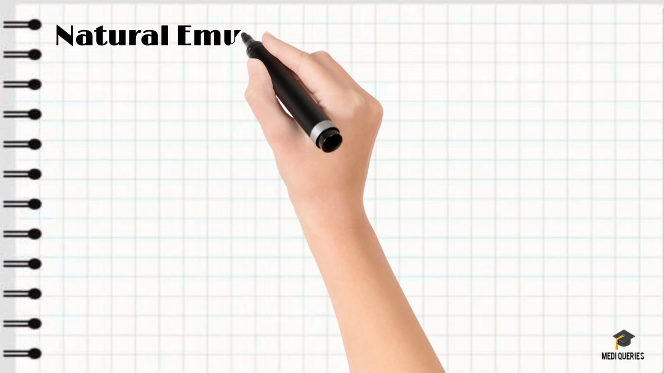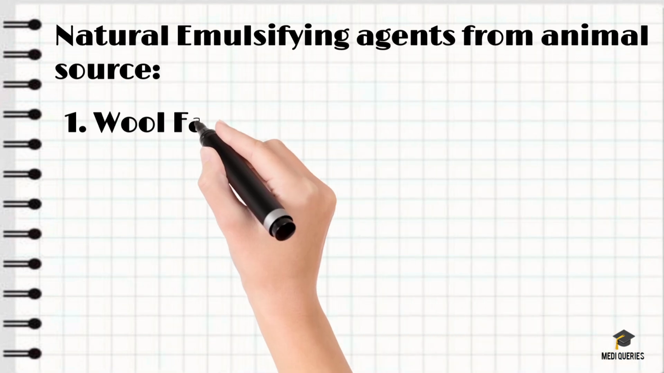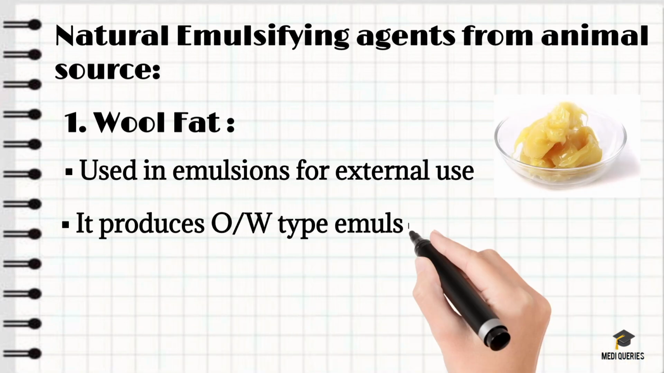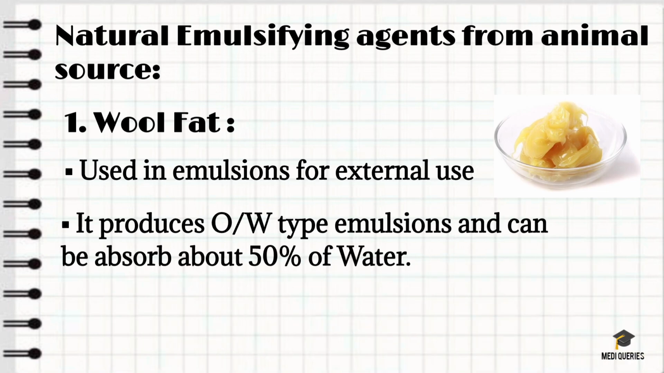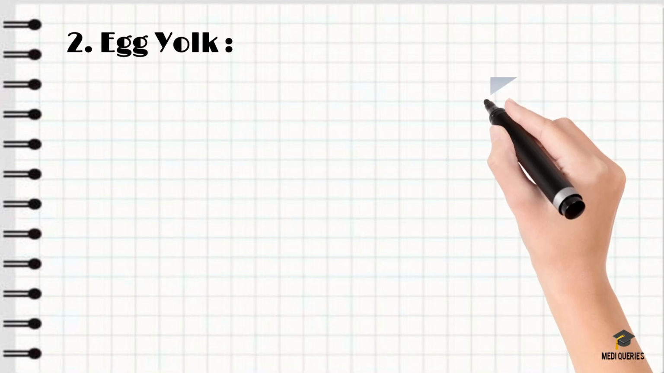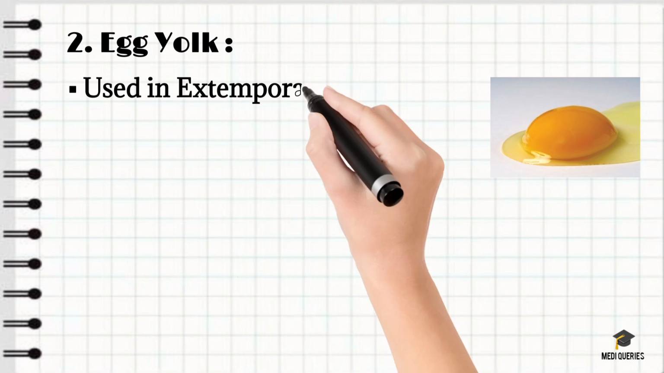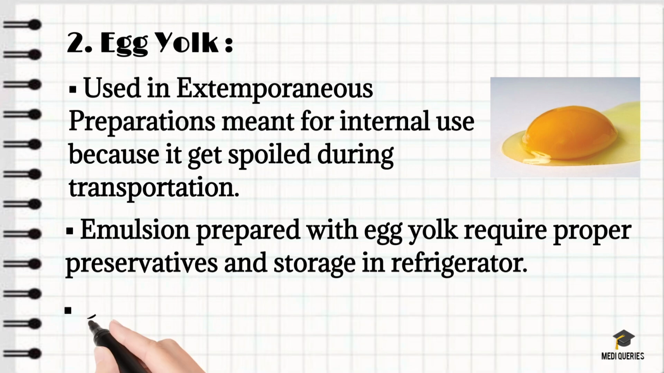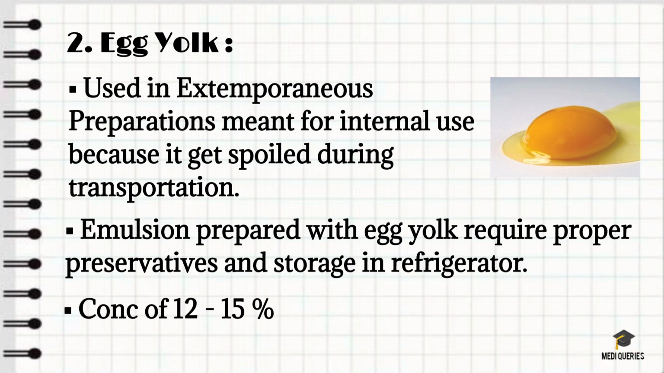Okay. And next one is the natural emulsifying agents from animal sources. Examples are wool fat, egg yolk, and gelatin. Wool fat is generally used in emulsions made for external use. It produces O/W type emulsions and can absorb about 50% of water. And egg yolk. It is used mainly in extemporaneous preparations for internal use because it gets spoiled during transportation. So the emulsions prepared with egg yolk require proper preservation and storage in a refrigerator. It is used as an emulsifying agent in the concentration of 12 to 15%.